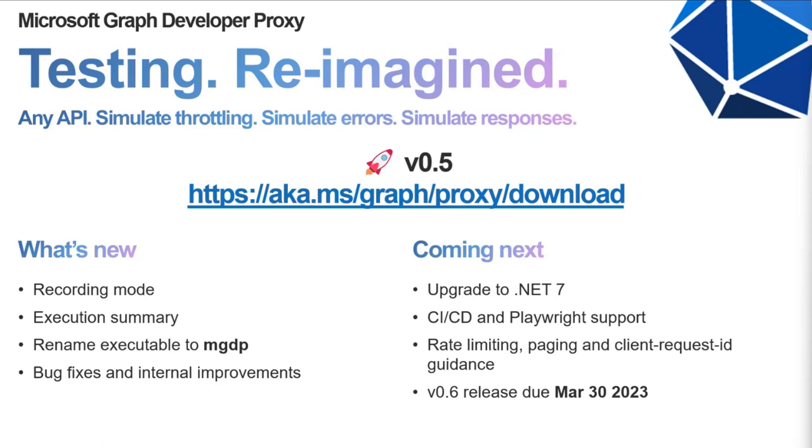But at the end of the month, next week, we have the next release coming up. So that'll be 0.6 with upgrading to .NET 7, looking at CI/CD and Playwright support as well. So being able to use the proxy to intercept requests and add some chaos into your UI testing using Playwright. Also adding more guidance for rate limiting, paging, and client request IDs as well. So if you're interested in testing your applications against APIs, simulating throttling errors and responses, go check that out. And you can get the latest version at aka.ms/graph/proxy/download. Back to you, Hugo.